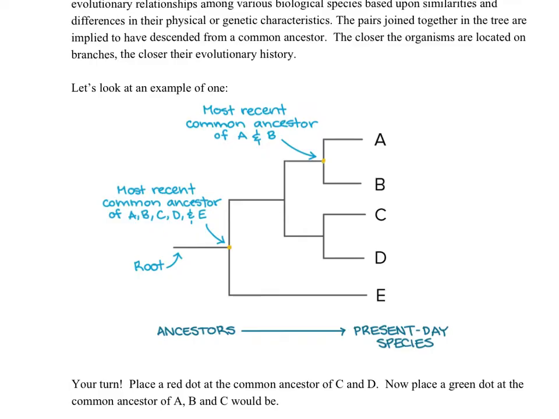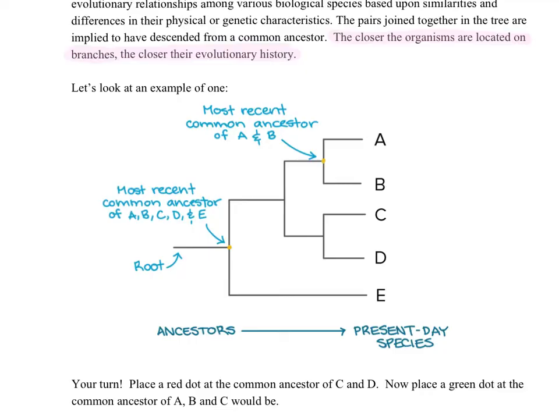Part 1. A phylogenetic tree or evolutionary tree is a branching diagram or tree showing the inferred evolutionary relationships among various biological species based on similarities and differences in their physical or genetic characteristics. The pairs joined together in the tree are implied to have descended from a common ancestor. The closer the organisms are located on the tree, the closer their evolutionary history. And that's an important concept that I want to highlight for you. So again, the closer the organisms are located on the branches, the closer their evolutionary history.